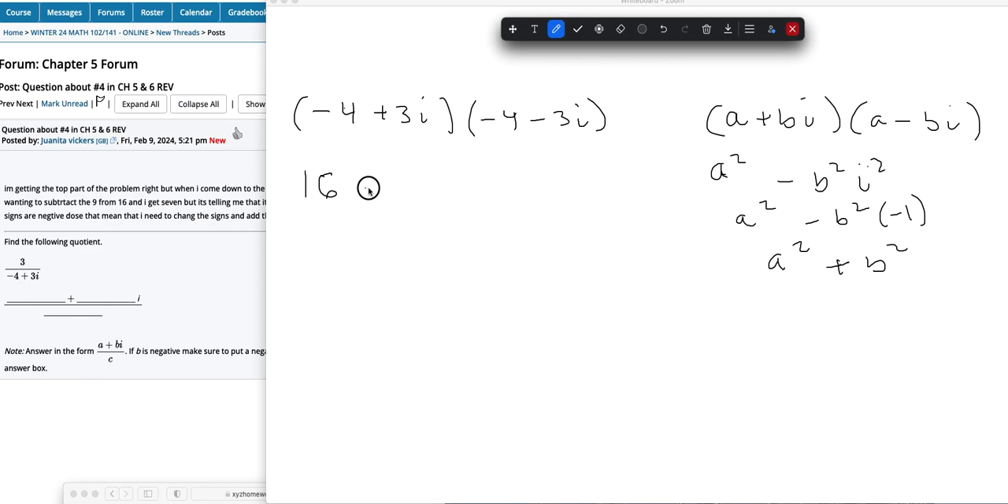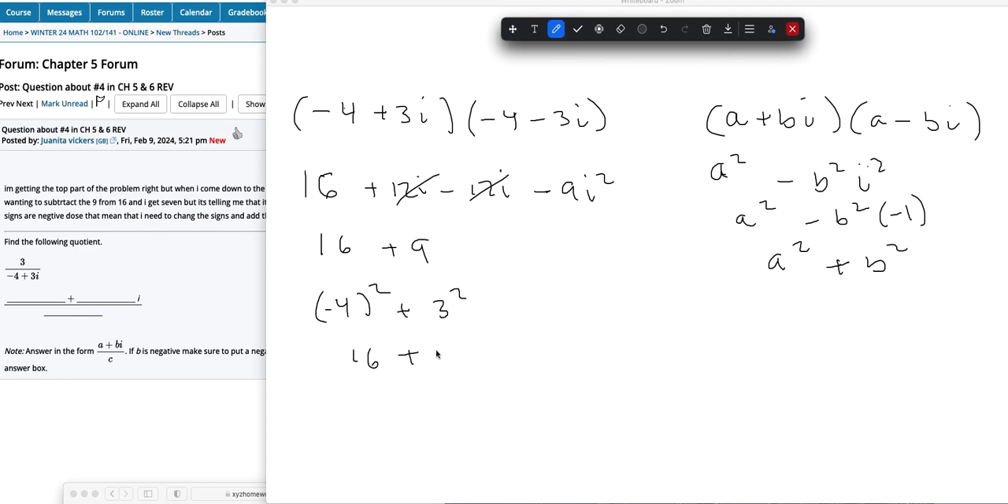On the outside, I get minus 12i, and on the inside, oops, I'm sorry, I actually get plus 12i. Negative, negative, positive right there, and then on the inside, there's my minus 12i. And on the end, I'm going to get minus 9i squared. So those cancel, just like they did over here. And now I got 16, i squared is negative 1, so that flips that right there to a plus 9. So you really don't have to do out all these steps, you just have to realize this is going to be negative 4 squared plus 3 squared, which is 16 plus 9.